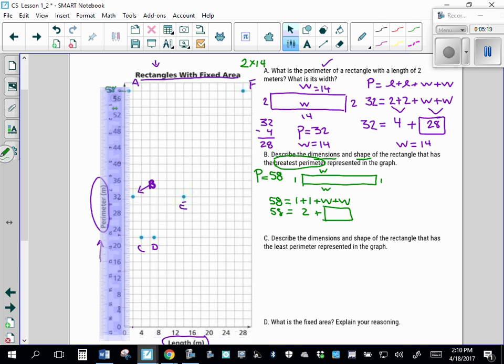So Miles, what do I have to have in that box? Oh, you're over there. You're working on that. Let's, how about Maya? What do I have to have in that box? Like how much would I have to add to 2 to get 58?